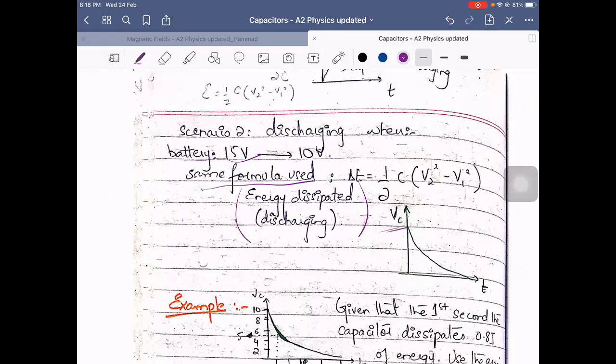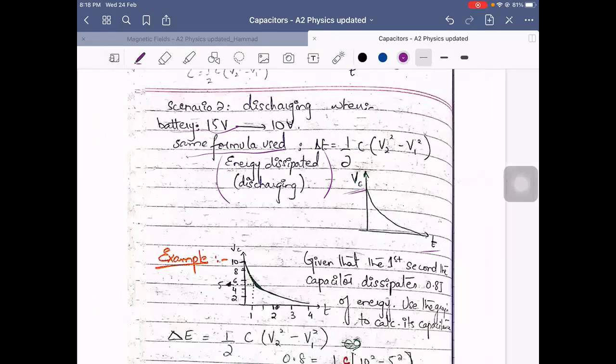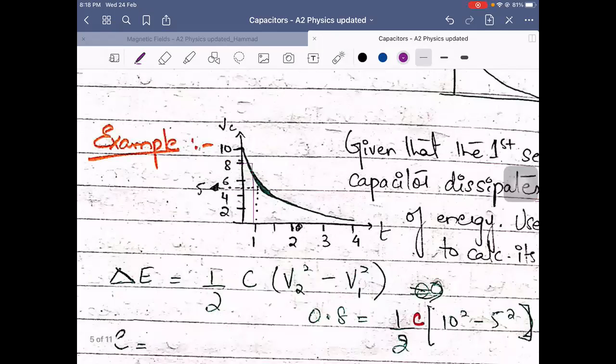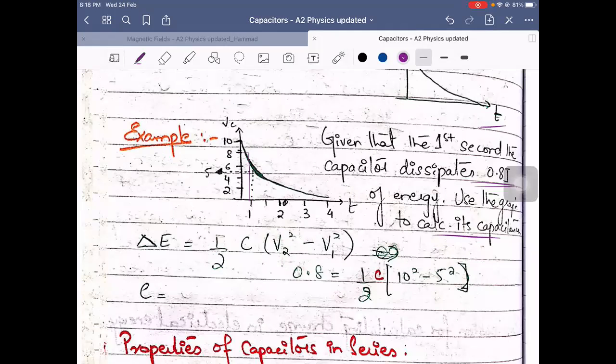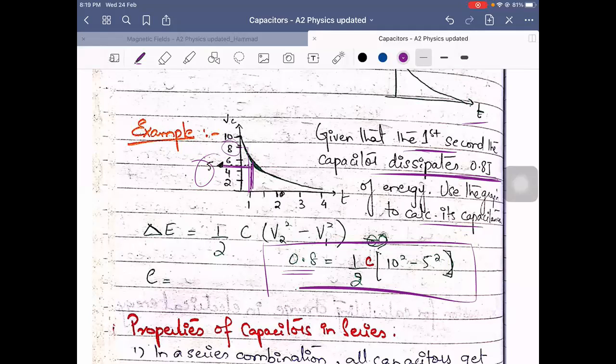So the voltage of the capacitor against time is a curve, right? Let's say you are given that in the first second the capacitor dissipates 0.8 joules, from the graph you provided. Use the graph to calculate its capacitance. You have delta E is equal to half C times V2 squared minus V1 squared, right? The change in energy for the first second was, initially you were told that in the first second the capacitor dissipates 0.8 joules. However, if I work off from the graph, the capacitor stores 5 volts, right? And that is how I can work off the value of the capacitance.